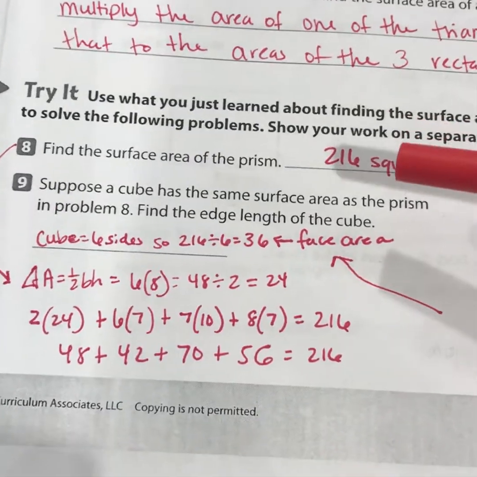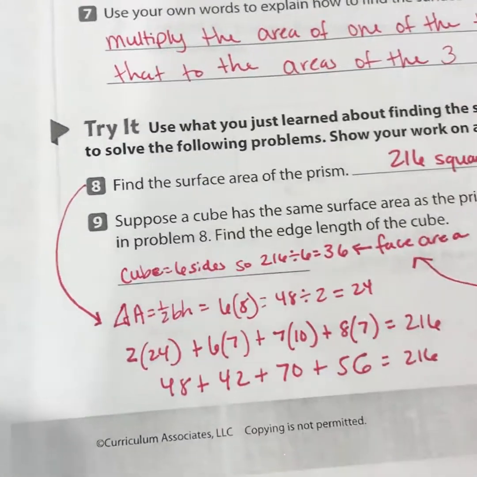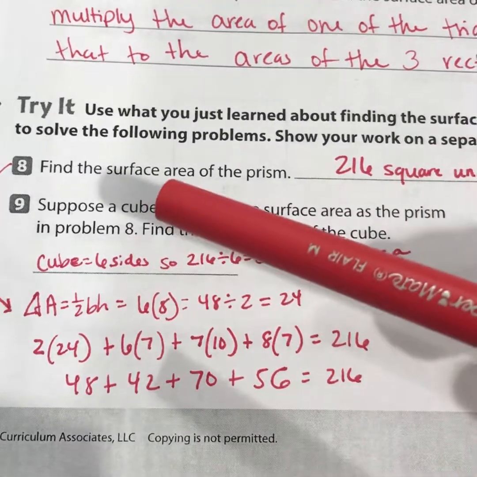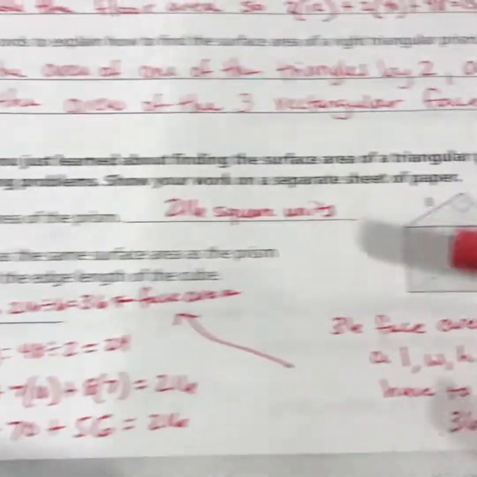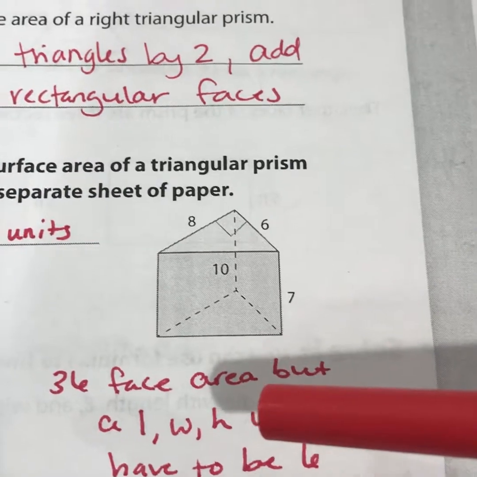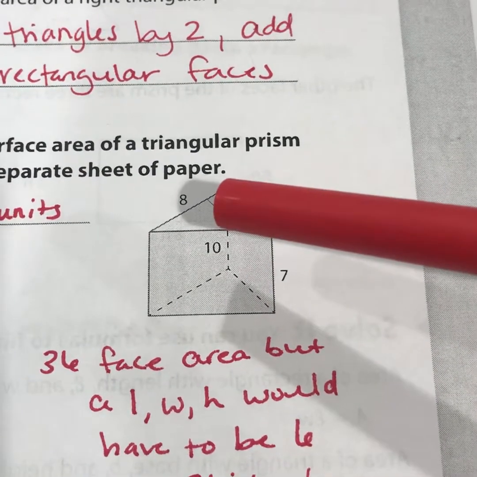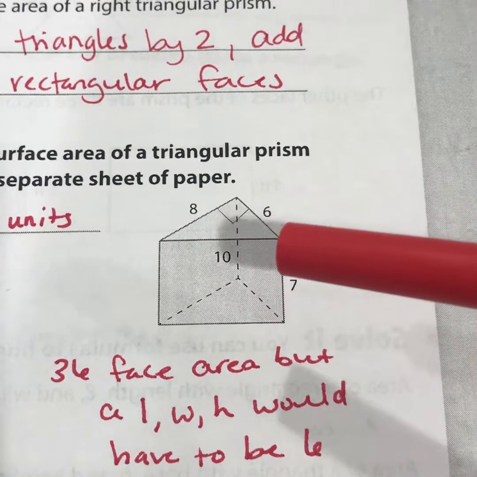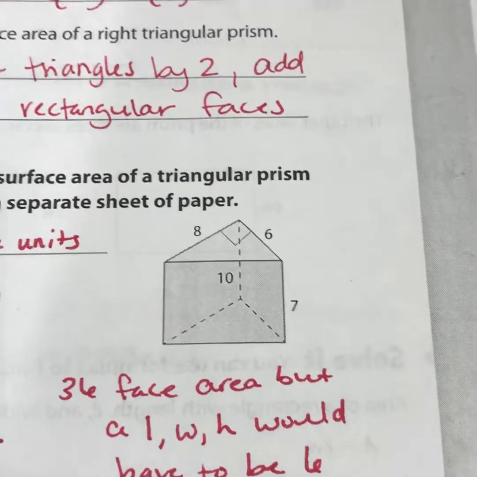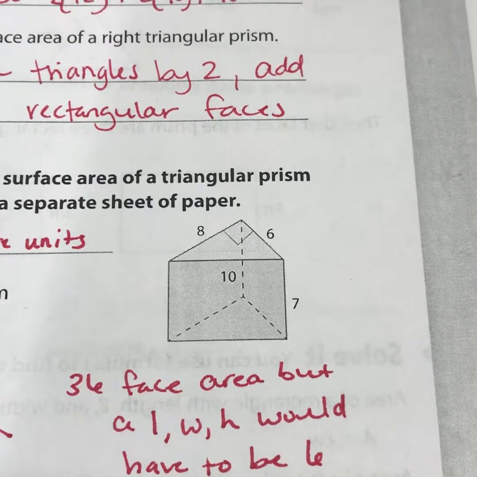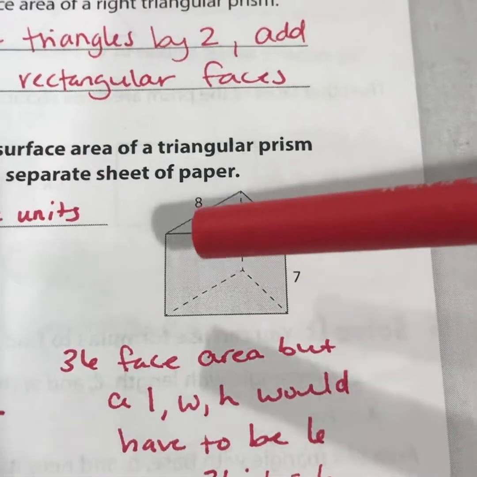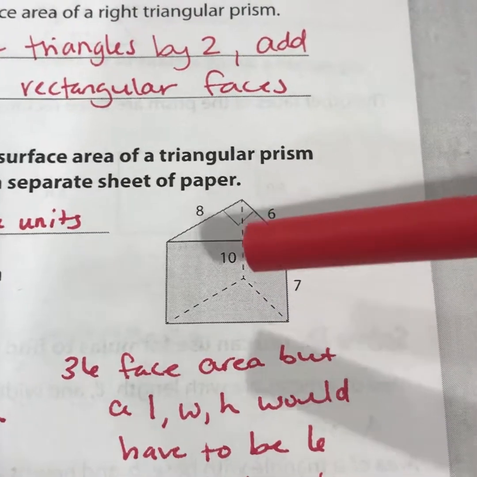Now let's put what we've learned to the test and let's try it down here. It says, find the surface area of the prism. Okay? It's a triangular prism, so I know that I need to find the area of the triangle and the area of the 3 rectangles given. I also need to understand that it looks here that not all of the sides of the rectangles are the same.